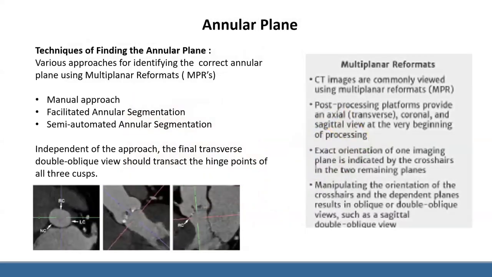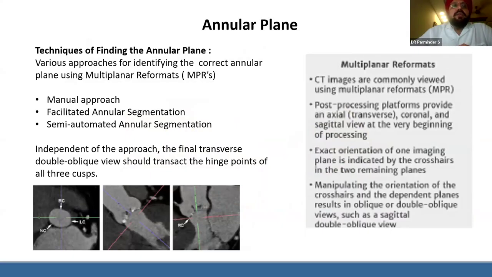So how to find the annular plane? There are different approaches. One is the manual approach, which we do on our CT machine here using the Siemens software. Otherwise, we have facilitated annular segmentation and semi-automated annular segmentation. The one from Tremencio is the facilitated annular segmentation software.